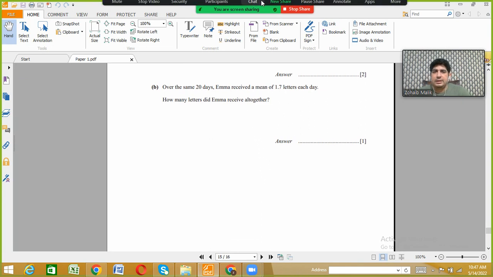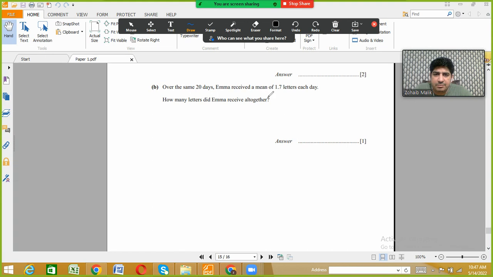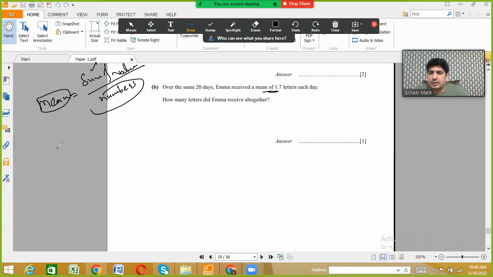Over the same 20 days, Emma received a mean of 1.7 letters each day. How many letters did Emma receive altogether? So we know that the mean is given, and the mean is equal to the sum of values divided by their number. We have to find the sum of the values, meaning the total number of letters. Mean is 1.7, and we have to find the sum of the values over the number, which is 20 for 20 days.